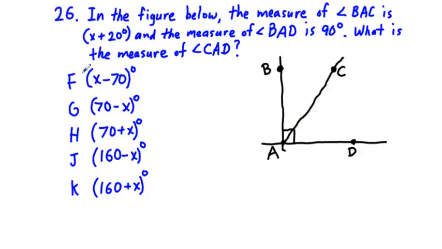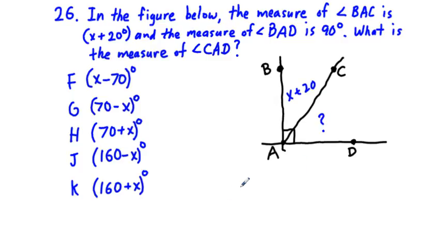Next, 26. In the figure below, the measure of angle BAC is x plus 20 degrees, and the measure of angle BAD is 90 degrees. What is the measure of angle CAD? So you're trying to find this angle right here. Actually, the one I just drew the question mark in there, that's going to be x plus 20. And this one here is what we don't know.